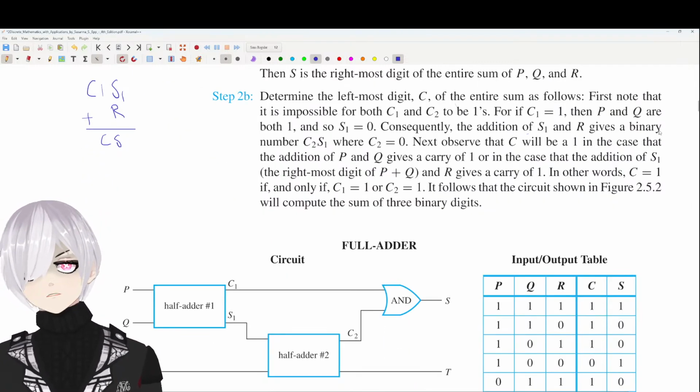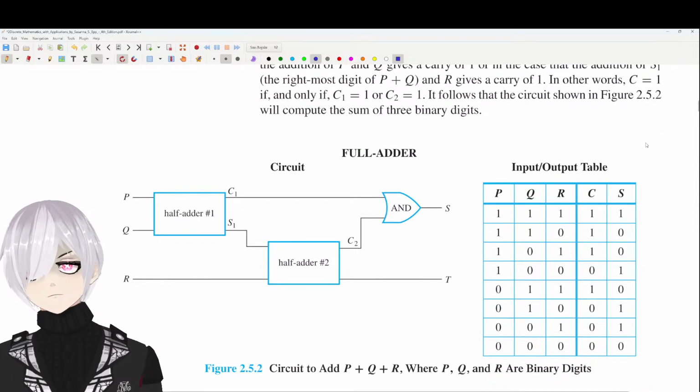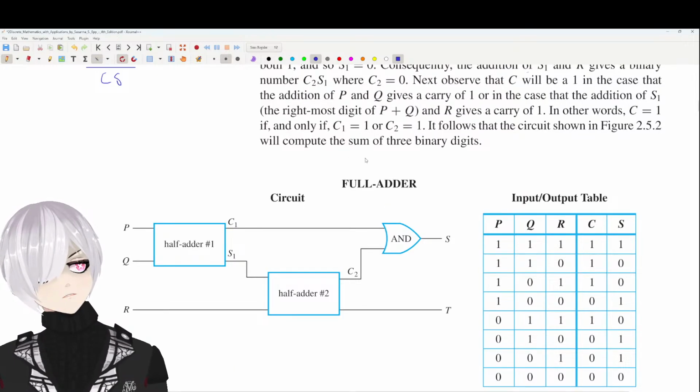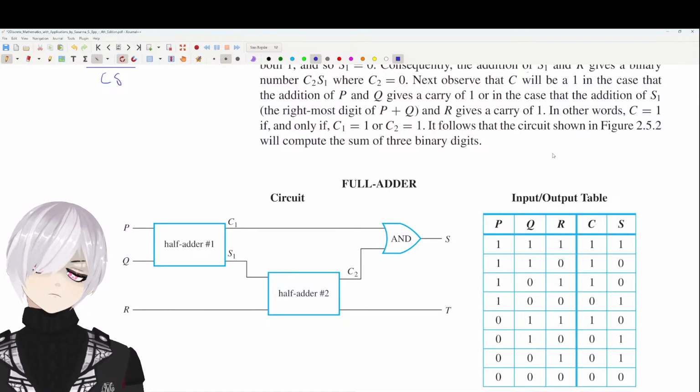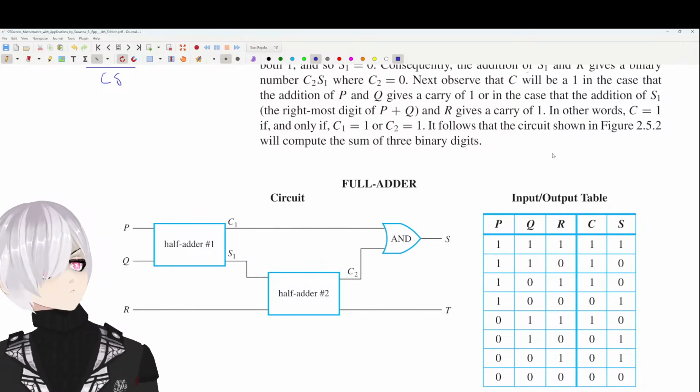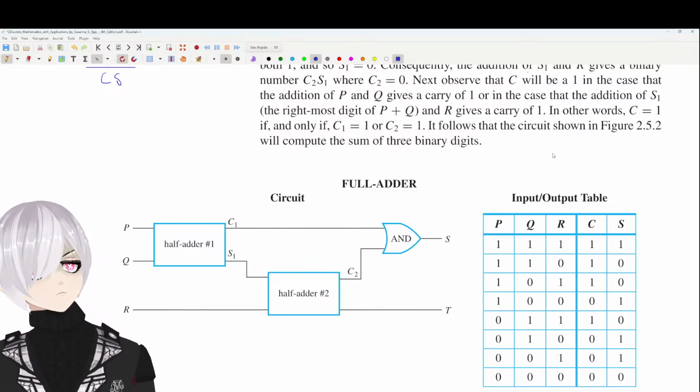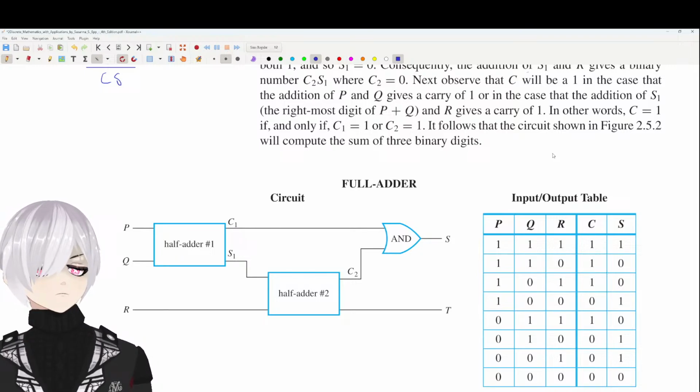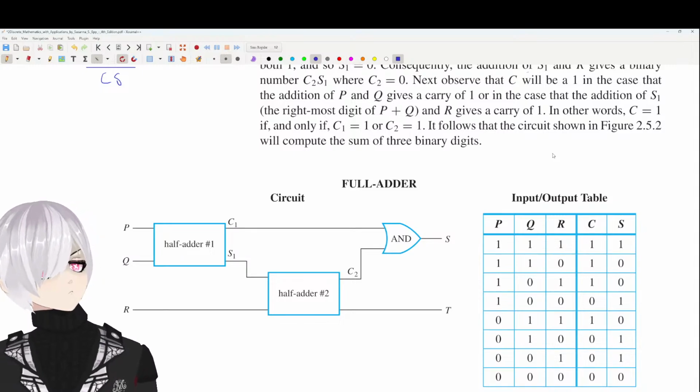I'm surprised they don't want us to do it ourselves first. It'll be kind of hard. We can think about some aspects of it, but I guess the first step is easy. We're doing P plus Q plus R. Well, P and Q, we can just put them through a half adder because they're binary digits. The half adder is going to give us a carry and sum, because P plus Q is C1 S1, so it'll give us the carry C1 and the sum S1.